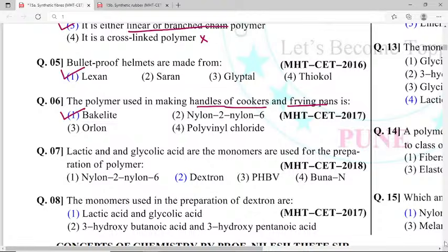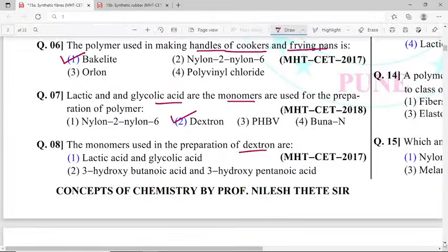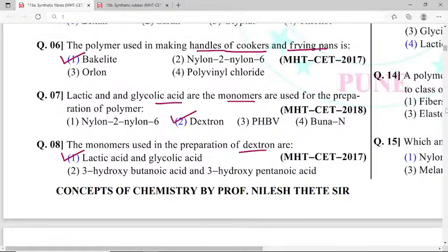Lactic acid and glycolic acid are the monomers used in the preparation of dextran. The same question appears here: the monomer used in the preparation of dextran. So this is the first exam answer, the correct one: lactic acid and glycolic acid.